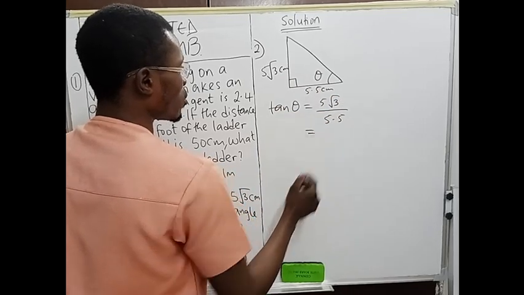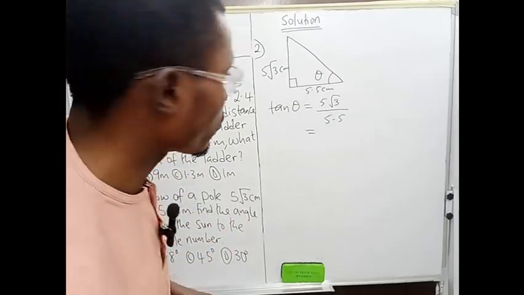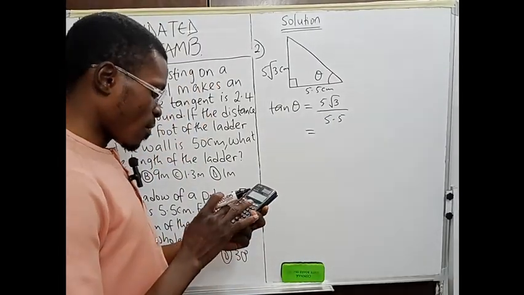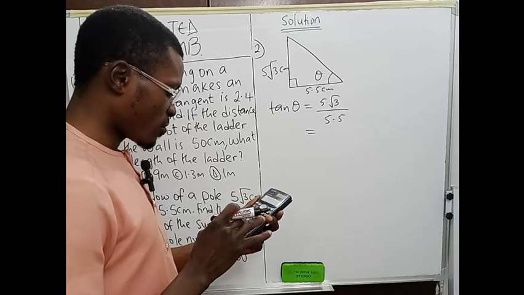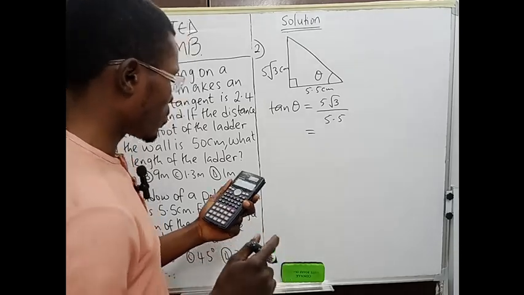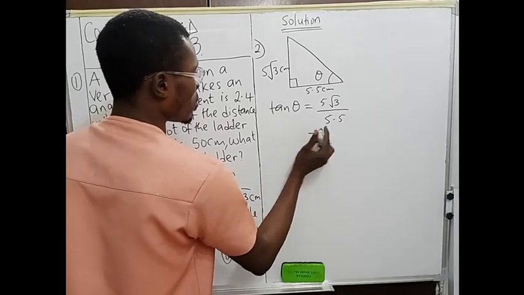And what will this give us? 5√3 over 5.5. 5√3 divided by 5.5 will give us 1.5759. I'll take the approximate value.